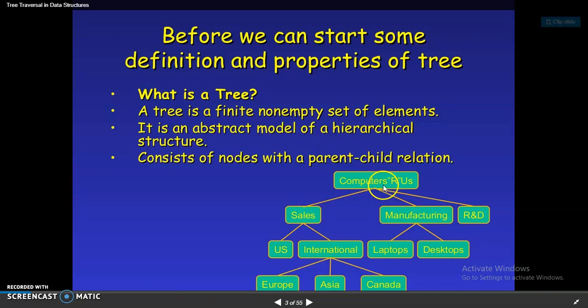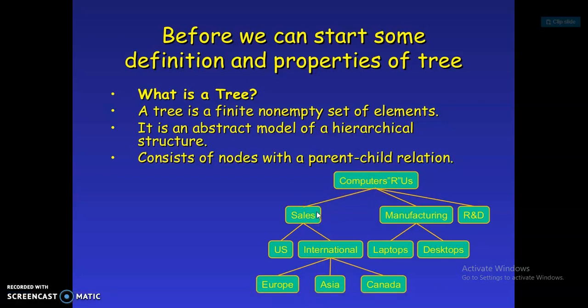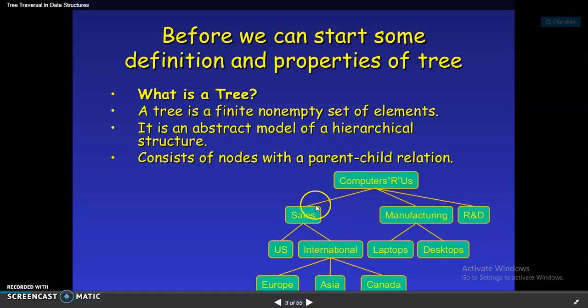Here, computers is the root node. The different types of companies or areas where we can use computers are sales, manufacturing, and R&D. This is the main root, and these are all the departments extracted from it. Next, from sales, the sales can be domestic or international.